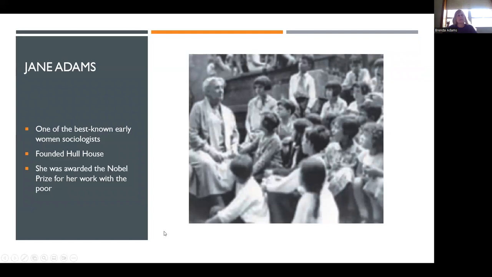So Jane Addams. Jane Addams is amazing. She's my social work woman. She was one of the best known women early sociologists. She founded Hull House, and she was awarded the Nobel Peace Prize for her work with the poor. Hull House was one of the original community houses, for people who were poor and didn't have anywhere to stay. She ran these places for people who needed somewhere to go, and this was the beginning of the social work era, which she contributed to in huge ways.